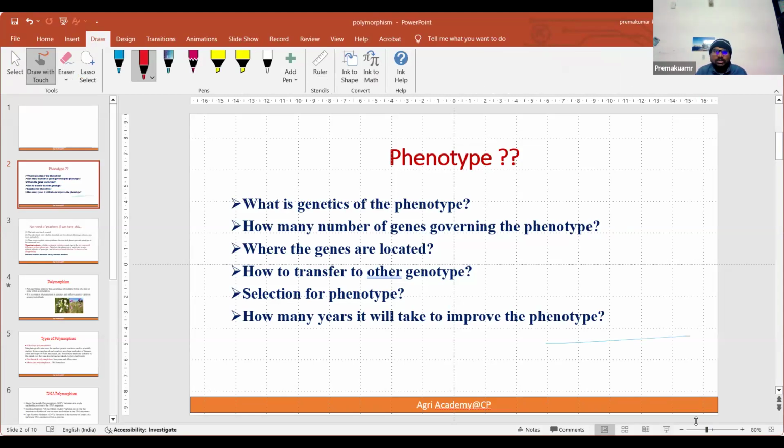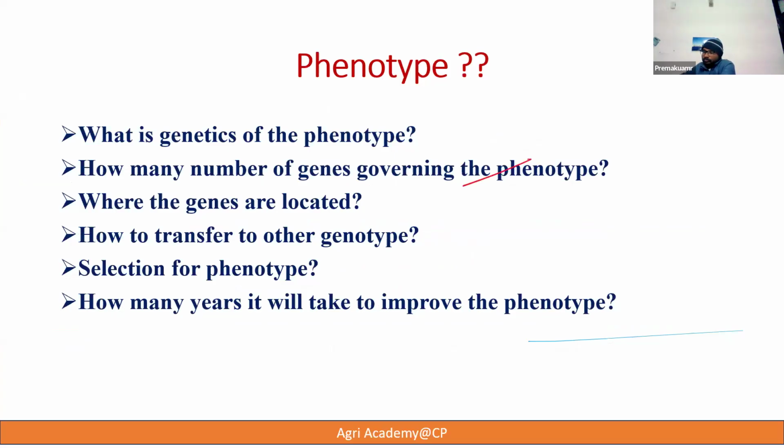When you want to improve some trait, everything starts with some question. Then we have to breed for that particular trait. For example, you take any phenotype, a grain length or a flower color. You take flower color, red. Red is dominant and yellow is recessive.